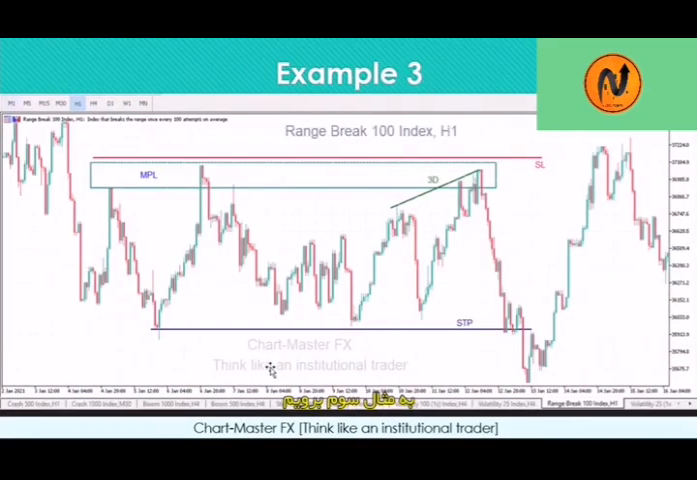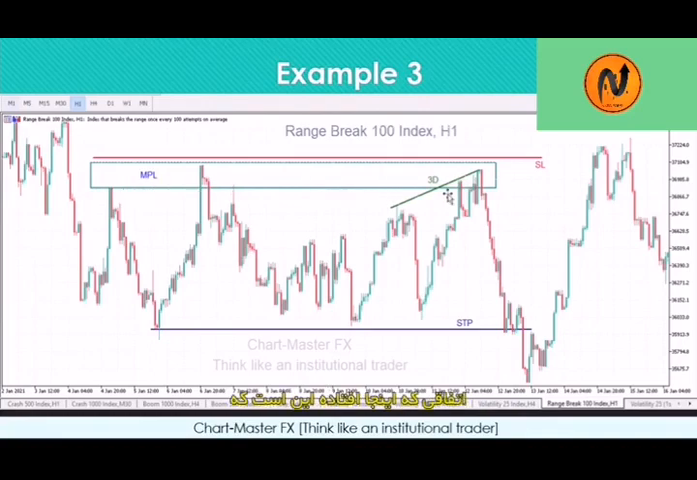Let's go to example number 3. On example number 3 here, we can see we have an MPL area here, or we can call it a Quasimodo level. I don't know. This is not a Quasimodo level, because a Quasimodo level can only become a Quasimodo level if there is a break of certain structure. This must have been broken for us to call it a Quasimodo. So this is an MPL, guys, purely an MPL.